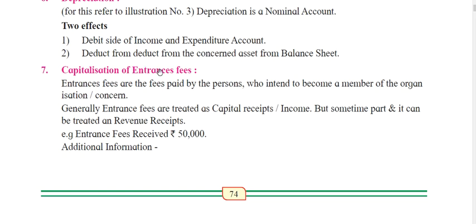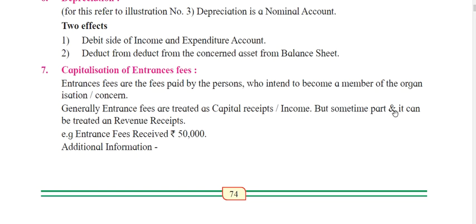Next is capitalization of entrance fees. Entrance fees are the fees paid by the persons who intend to become a member of the organization. So those who are interested to join the membership organization have entrance fees to be paid by the person. Generally, entrance fees are treated as capital receipts.